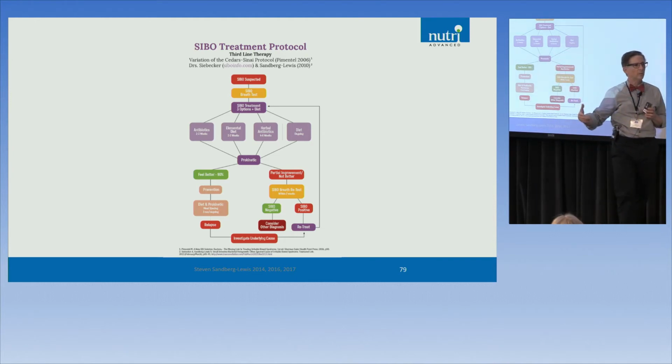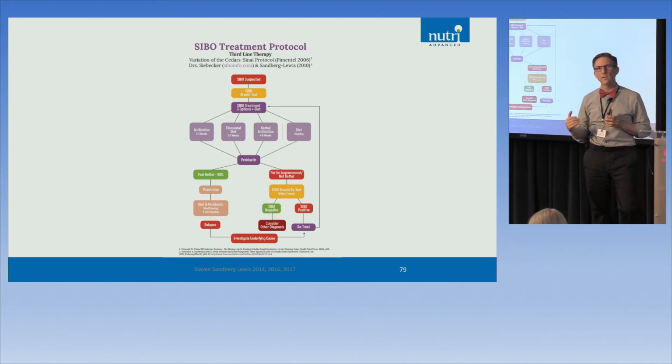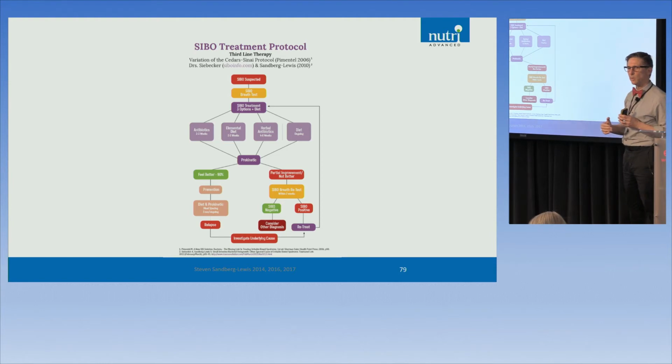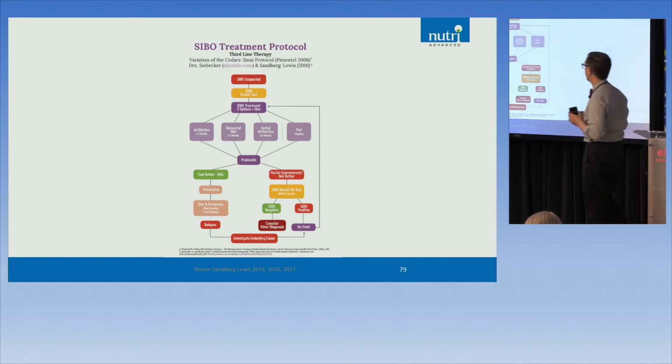Prokinetics are herbs or prescriptions that move things through the stomach and the small intestine, just like the migrating motor complex. Some prokinetics actually move the colon as well, and so we'll tend to prefer those for patients who have really the worst kind of constipation, because it can help with that too, to produce a bowel movement.